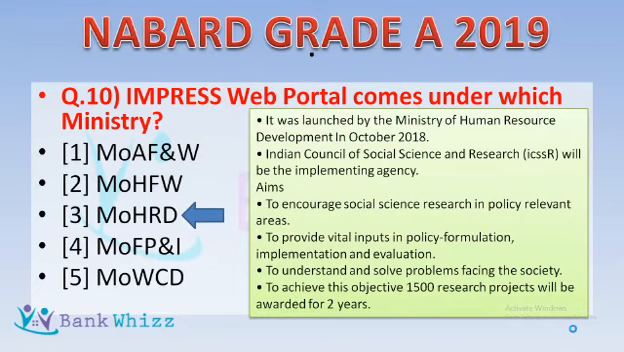Friends, Impress web portal was launched by the Ministry of Human Resource Development in October 2018. The Indian Council of Social Science and Research will be the implementing agency. Its aims are to encourage social science research in policy relevant areas, to provide vital inputs in policy formulation, implementation and evaluation. Its aim is to understand and solve problems facing the society. And to achieve this objective, 1500 research projects will be awarded for 2 years.